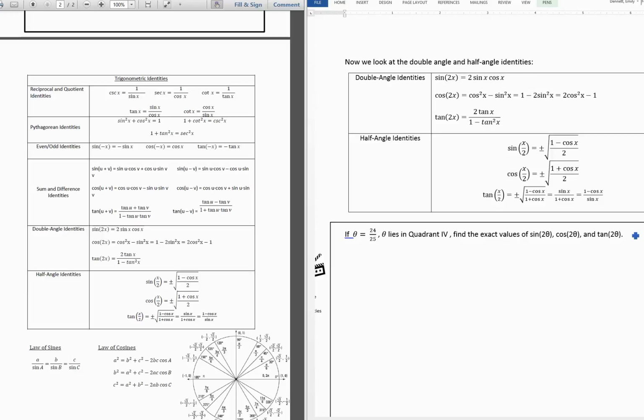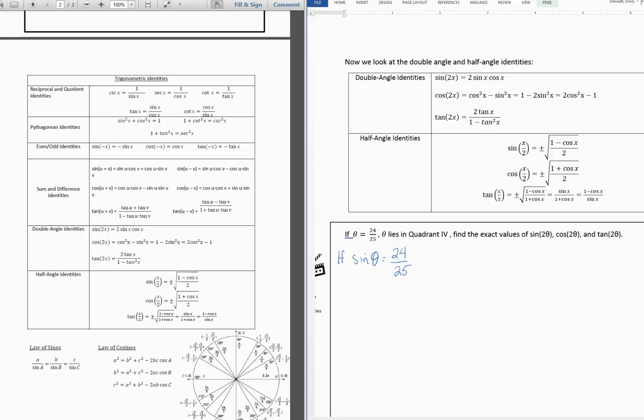Okay, so first we're going to use the double angle identities. This problem is missing something, so it should say: if cosine of theta equals 24 over 25, and theta lies in quadrant 4, find the exact values of sine of 2 theta, cosine of 2 theta, and tangent of 2 theta.